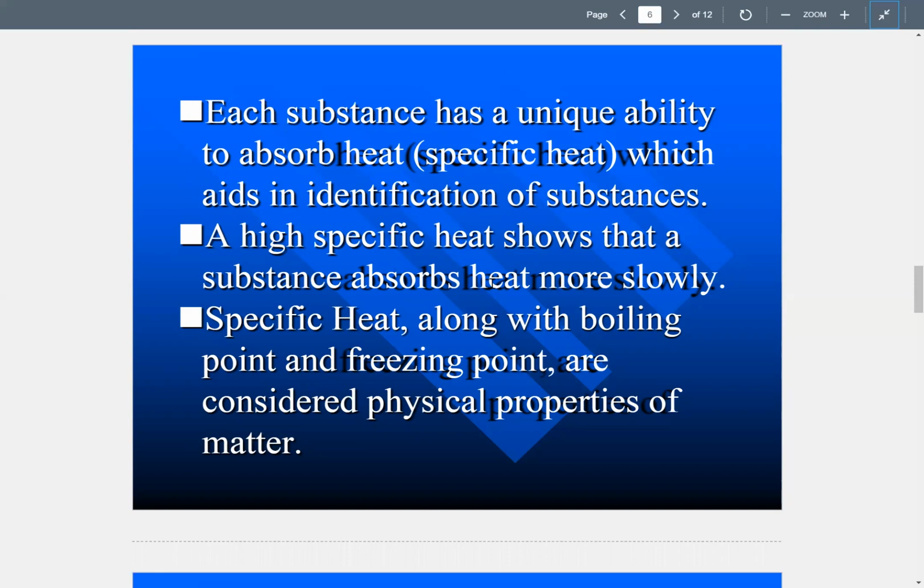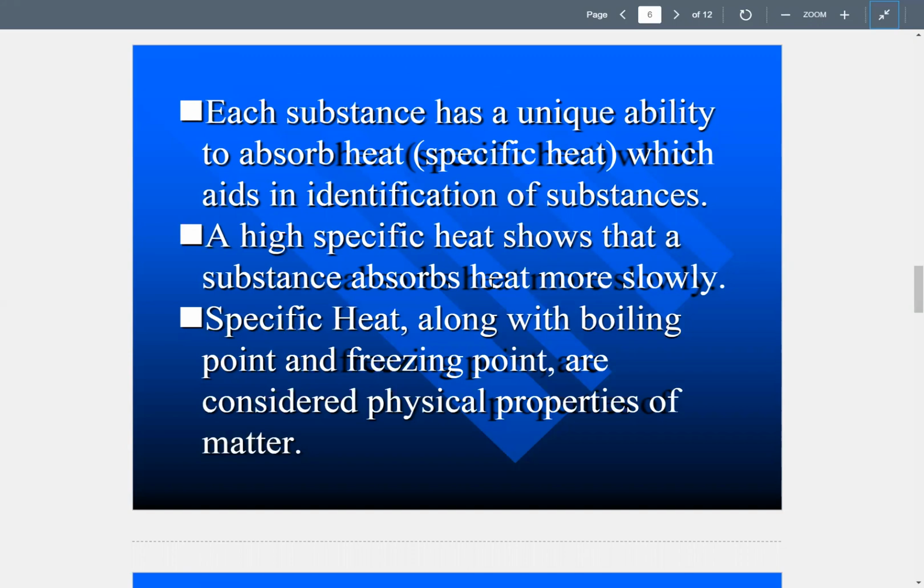So because of this, specific heat is a physical property, just like boiling point, melting point, that kind of stuff. If you have a substance and you know its specific heat, you can identify that substance because that is a property that is unique to it. And one way that we use this is when we're trying to identify metals.